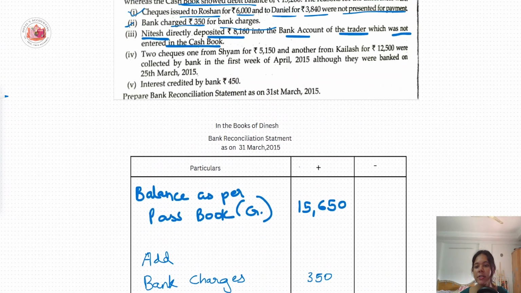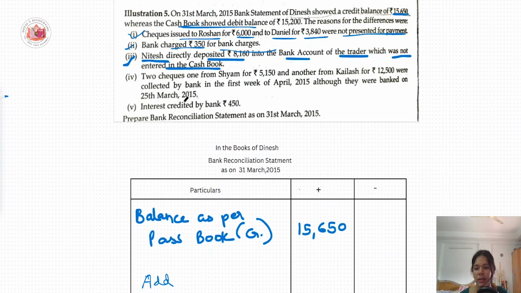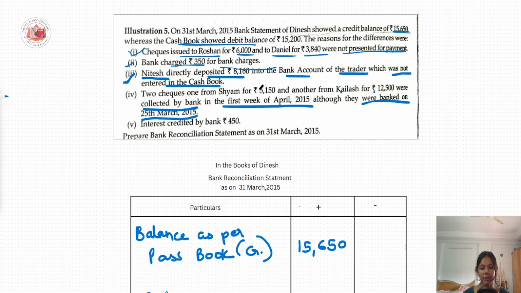Now let's see the next transaction. Two checks, one from Shyam for 5,150 and another from Kailash for 12,500, were collected by the bank in the first week of April, although they were banked on 25th March 2015. So now these two checks, 5,150 and 12,500, in my cash book I have recorded on 25th March 2015 that I have received the money, but these checks were actually encashed in the month of April.